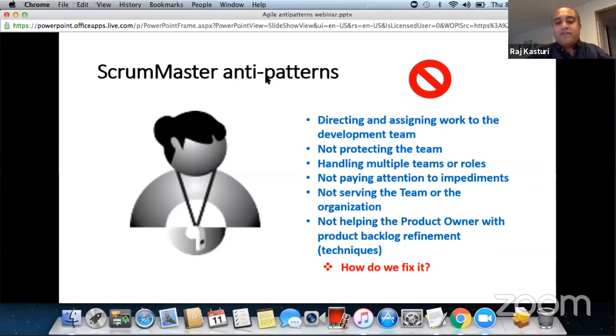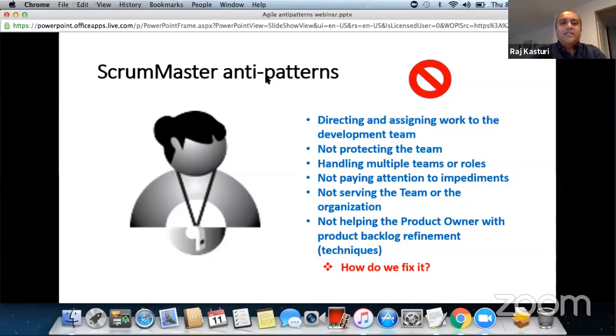So Scrum Master, how do we fix it? Scrum Masters need to understand that the goal of the Scrum Master is to make sure that the team becomes self-organizing and cross-functional. So lose that command and control approach, let go, and empower teams. That's the most important thing for a Scrum Master to avoid this anti-pattern.